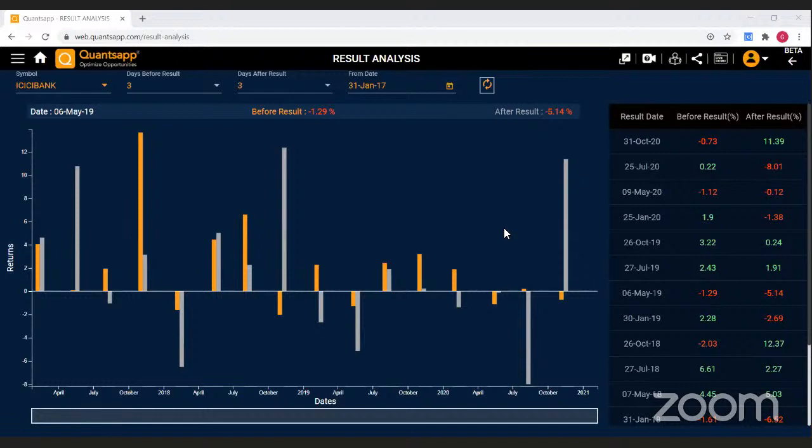Can we add the result itself in between before and after the result percentage to get a more accurate idea? I was not able to understand the question you're asking. So if you can repeat it, or provide more details, so I can understand.